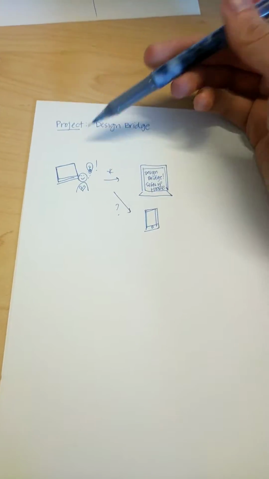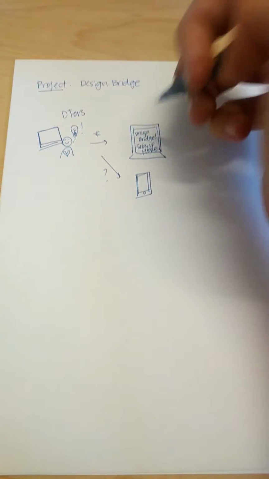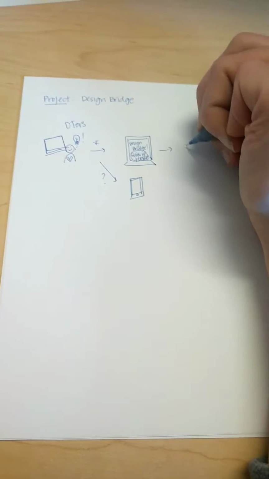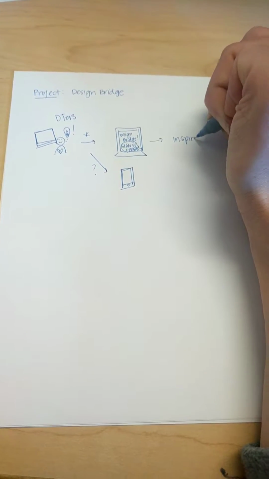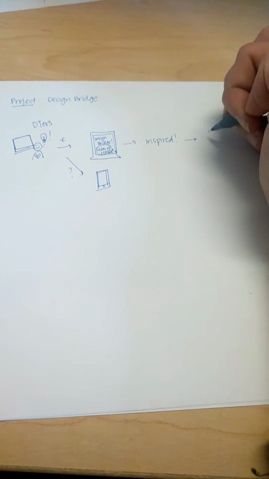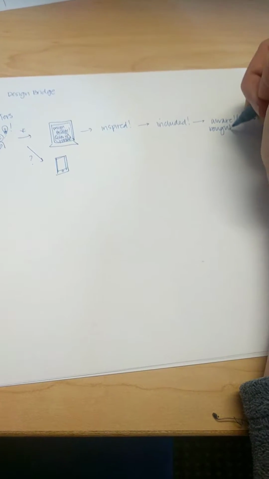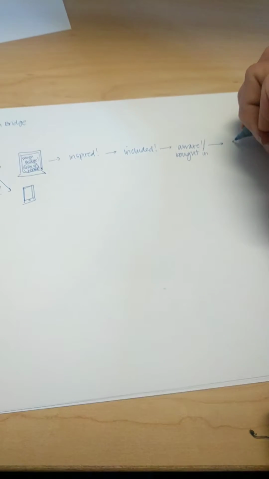Cool. So we're going to have our design thinkers go onto a website, and once they're on the website, they're going to be able to sign up. And they go through a couple of stages, like inspired. Then they go through a stage of included. And they go through a stage of aware and bought in, where they actually know what it is. And then they're going to apply. And then they're going to end with a clear expectation of what's next.